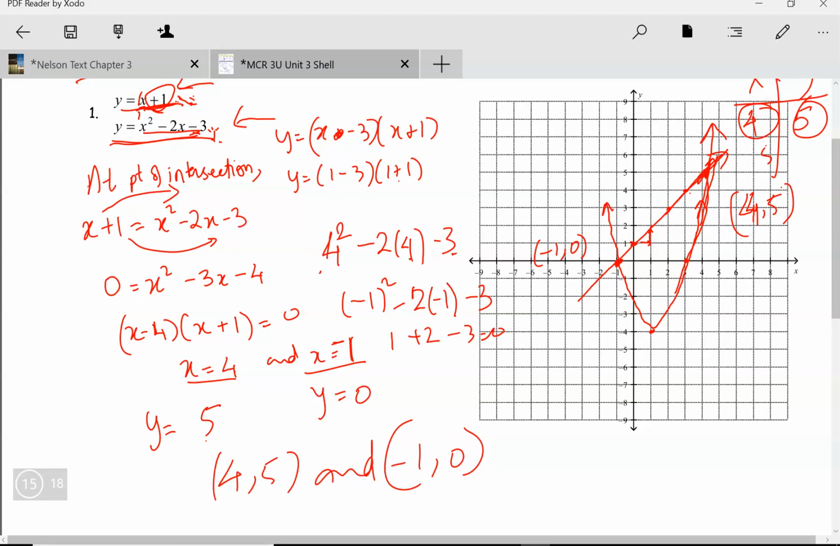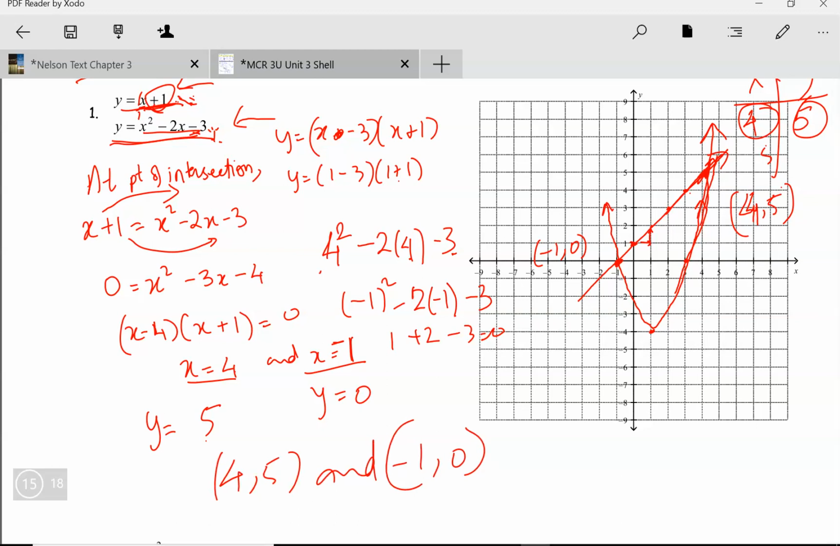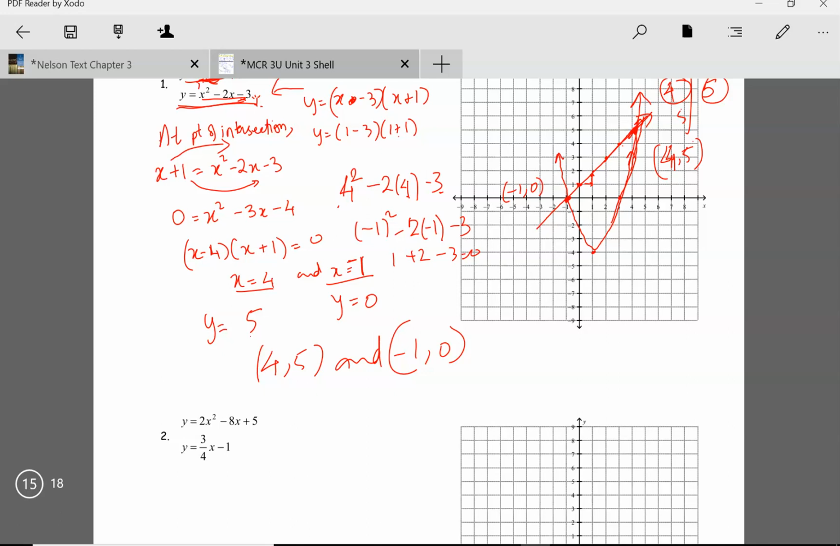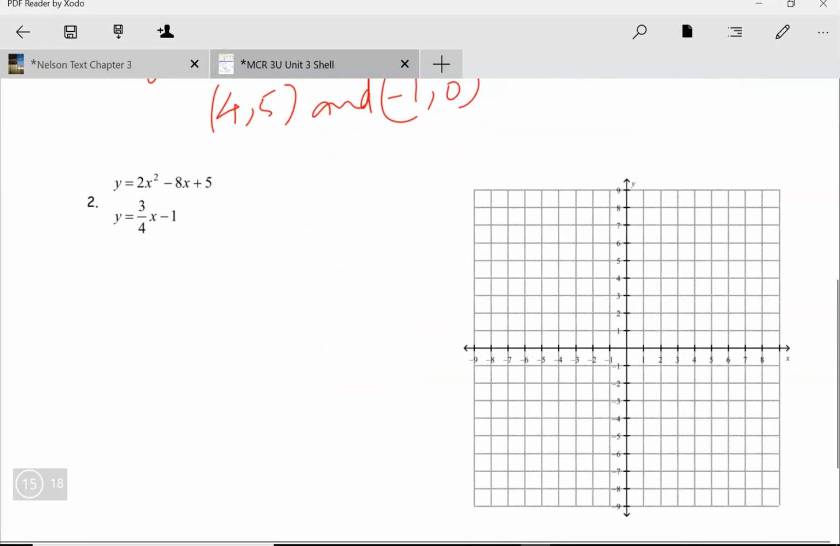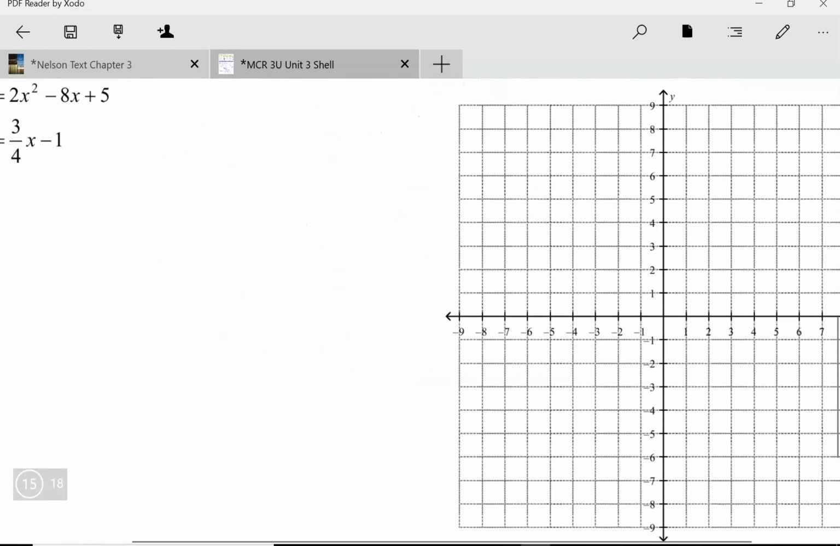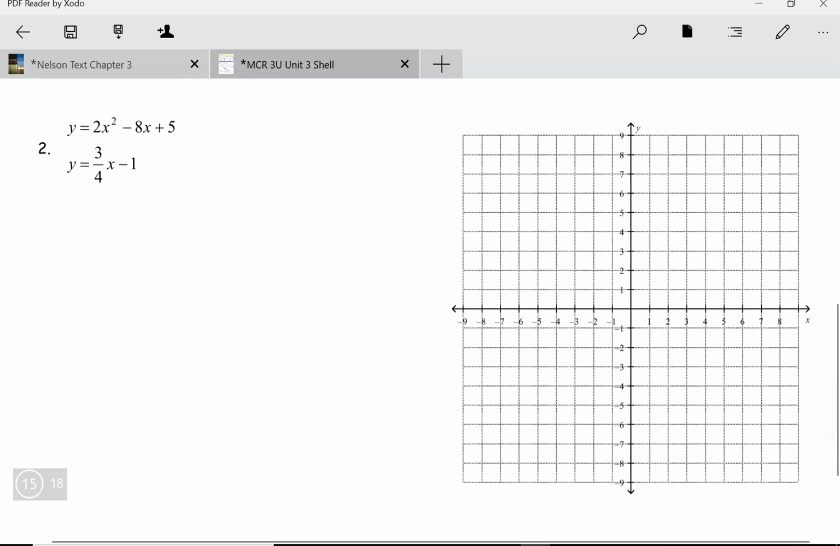Those are my points of intersection. So again, not that hard. Hopefully algebraically, you just set them equal to each other and solve. Graphically, it is a bit more messy, I guess, but not impossible.